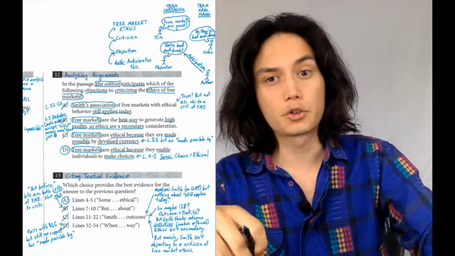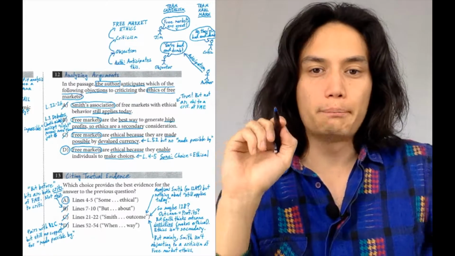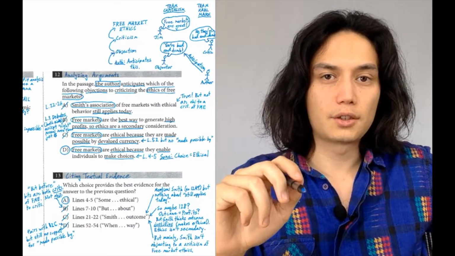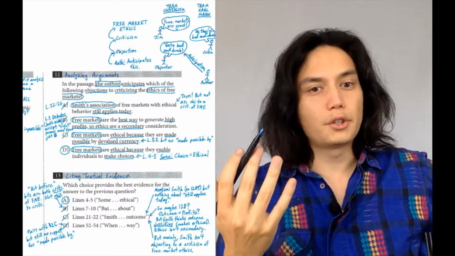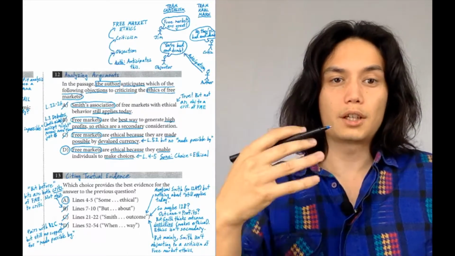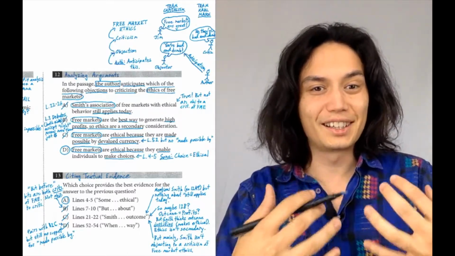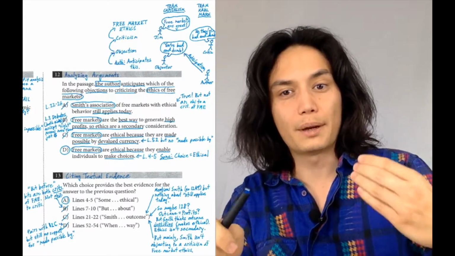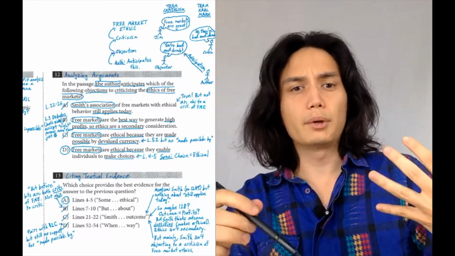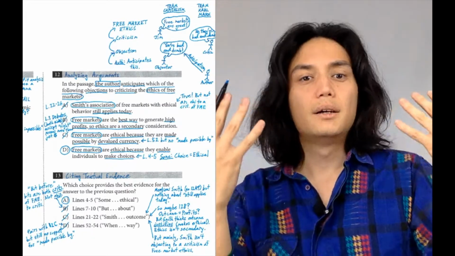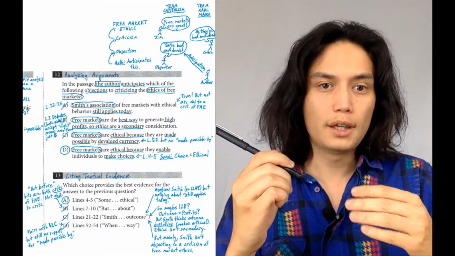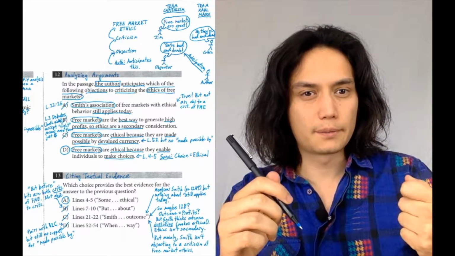All right, on to answer choice B. Free markets are the best way to generate high profits, so ethics are a secondary consideration. Now again, you want to take a step back. All of the language in this question, and honestly, all of these questions, is so complex. You really want to take a moment to step back and translate it to yourself in English. Free markets are the best way to generate high profits. Free markets let us make money. They're the best way of making money. Free markets give us money, so ethics is a secondary consideration.